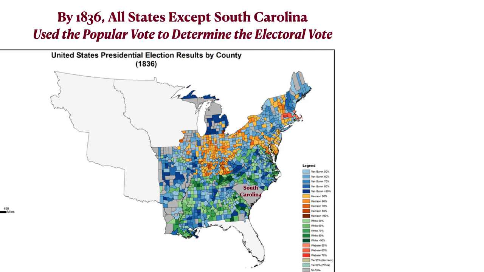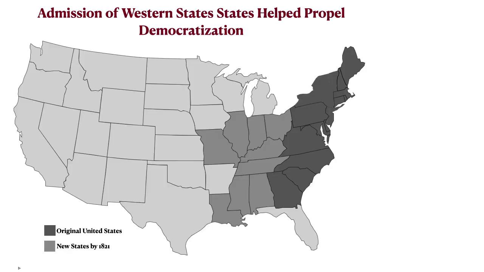They maintained the situation where the state legislature would pick electors, but in every other state, it was popular vote, and you could see some interesting and complex geographical patterns that I'll talk about at some length later on. As I mentioned before, but I just want to reiterate, this admission of Western states helped propel democratization.